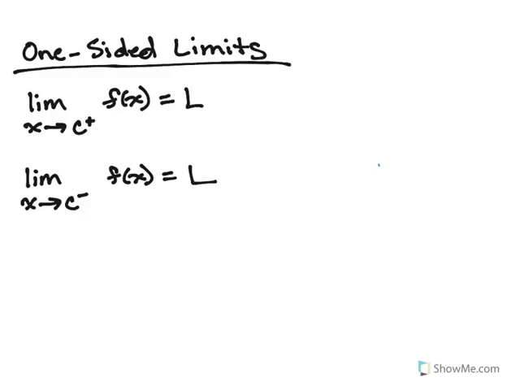So the only thing different with a one-sided limit is the notation and that we're only looking from the left or the right. When we have x approaching some number, c, and we have a plus superscript, that means it's coming from the right. Okay, so it's coming this way along the curve.